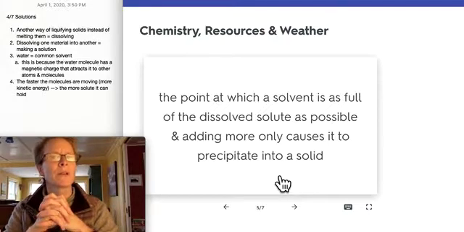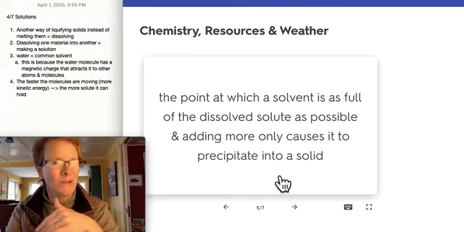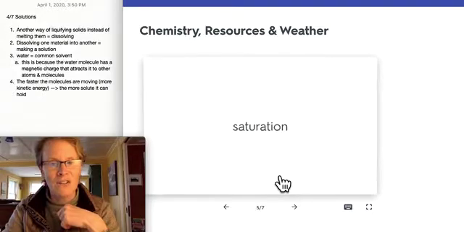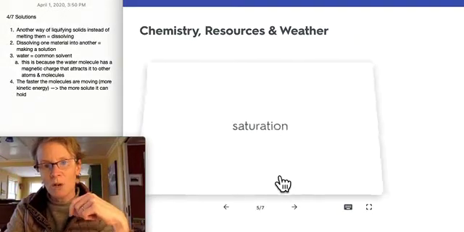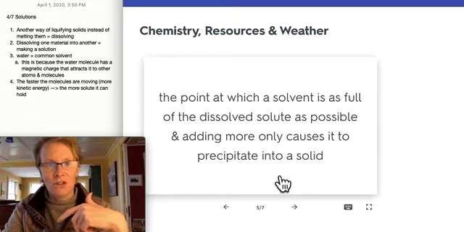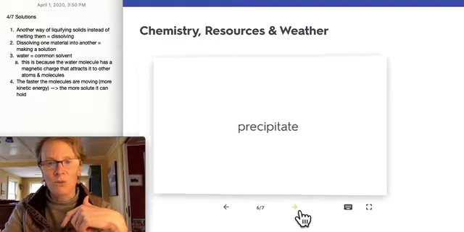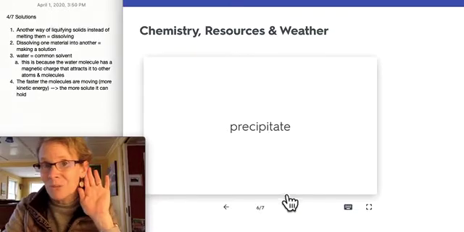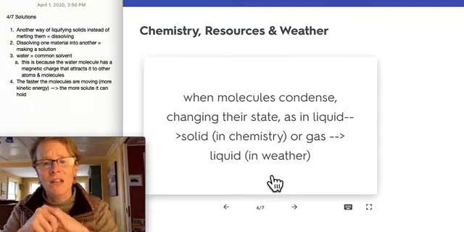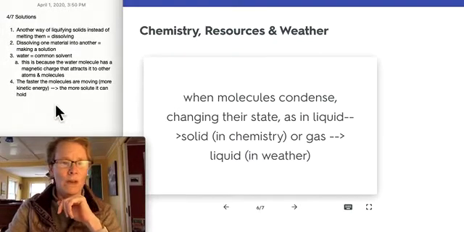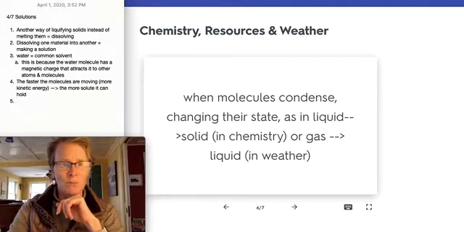This is such an important idea, not just in chemistry, but eventually in weather. If you can understand this idea that there's only so much that can be held in certain situations, and after that it starts to precipitate, and this word precipitate, if you can say that too, thank you, refers to when molecules condense, changing their state as in liquid to solid in chemistry or gas to liquid in weather. So that is the idea of precipitate.